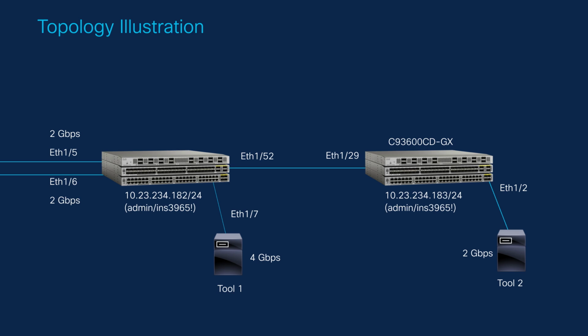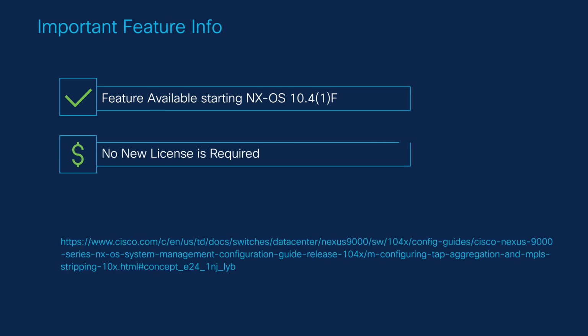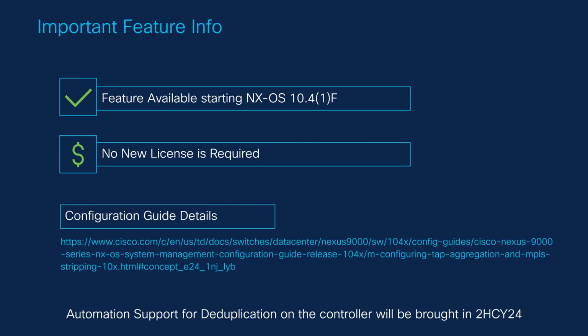To illustrate this, I have two feeds coming in from the TAPs, which are 2 Gbps and 2 Gbps, and all the packets are sent to the yellow tool. The yellow tool will have 4 Gbps, and my blue tool receives only unique packets. Here are some of the captures from my tool side, collected from a traffic generator, where my yellow tool is receiving 2 plus 2, which is 4 gigabits of traffic, but my blue tool is only receiving one feed, which is the unique packets. This feature is available from 10.4.1F, and no new licensing is required.